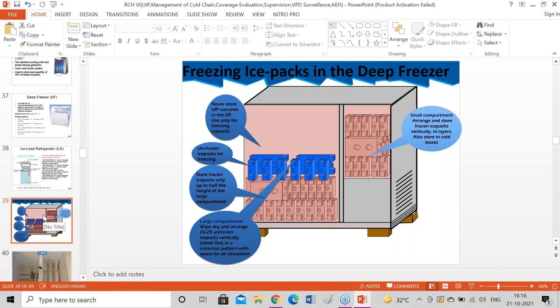What is the sequence of storage? How are ice packs actually frozen in the deep freezer? So you should never store any vaccine in the deep freezer. Only till the district level we store OPV, but you should not store other vaccines. So as you can see, this is how the ice packs are arranged in the deep freezer. One layer is vertical, then the other layer, as you can see here. So one layer is like this, and then one layer is like this. This is how it is stored.